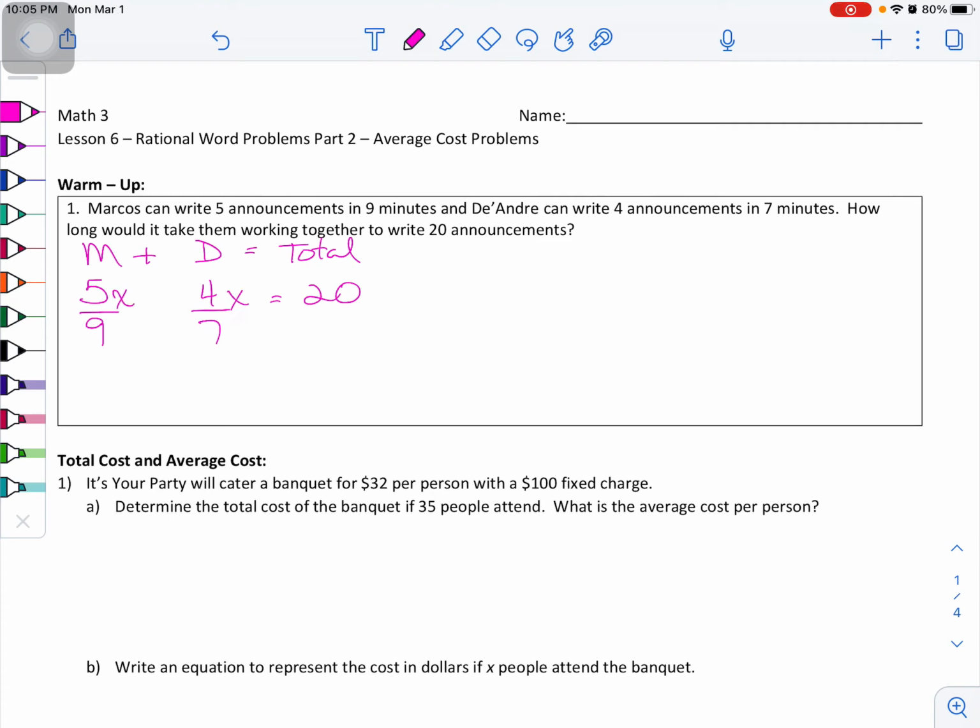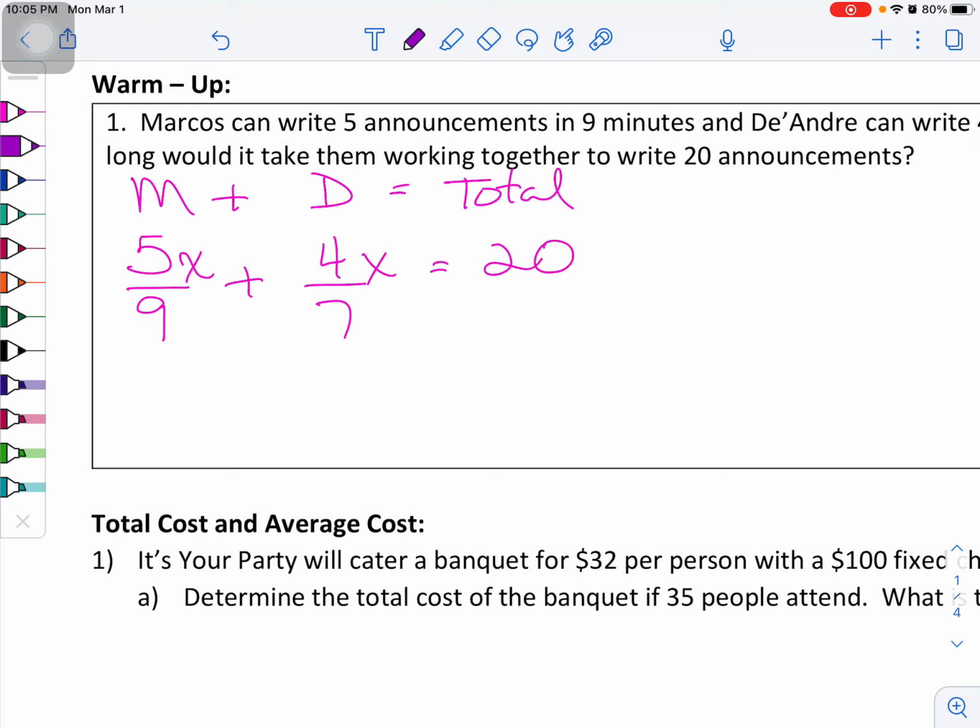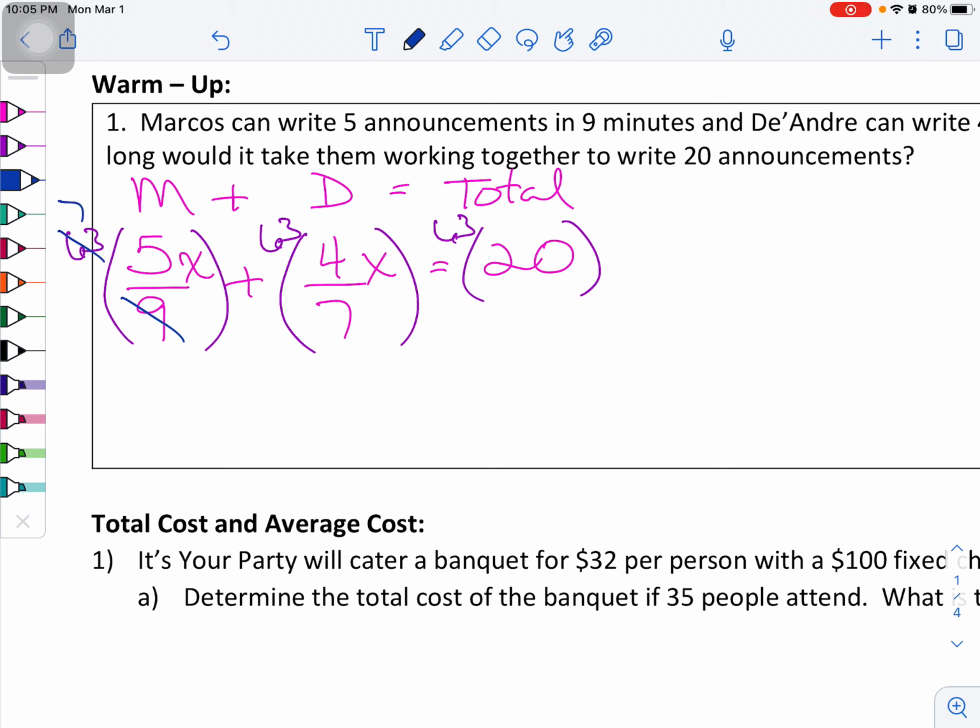So we know the total jobs here is 20. What I don't know is how much time it's going to take them each. So I'm going to go ahead and give them each X minutes of time to work together to complete these 20 jobs. So whatever Marcos does plus whatever DeAndre does, we're going to add those together to get the total of 20. So I'm going to go ahead and figure out my LCD here. So I have denominators of 9 and 7, which means I want to use an LCD of 63. So I'm going to go ahead and multiply everything through by 63.